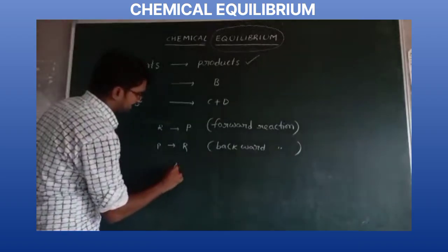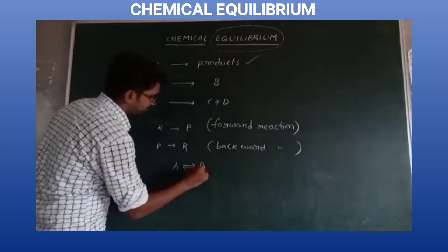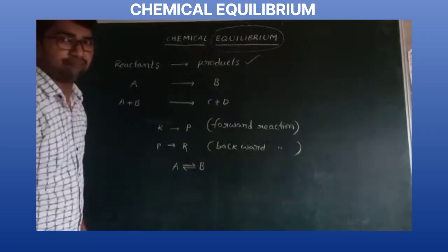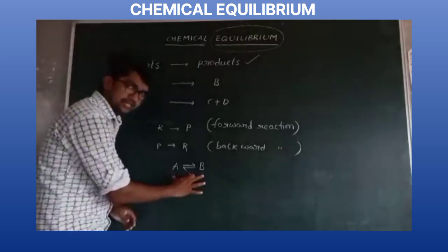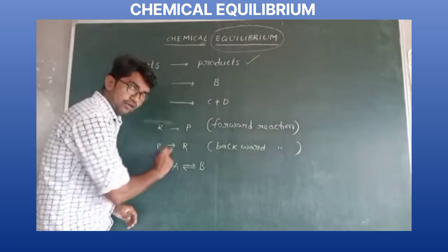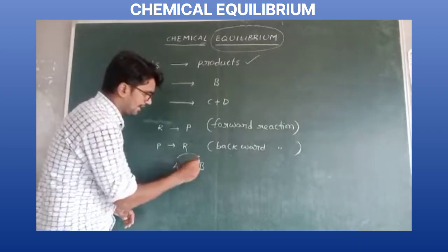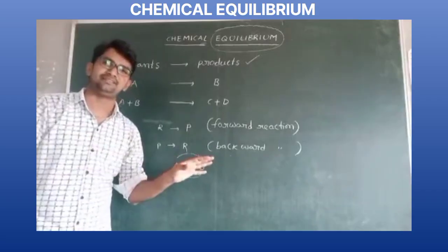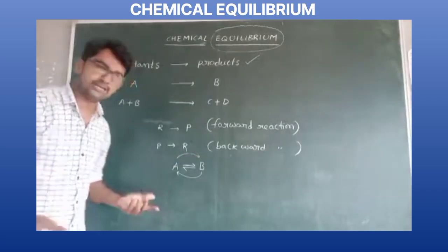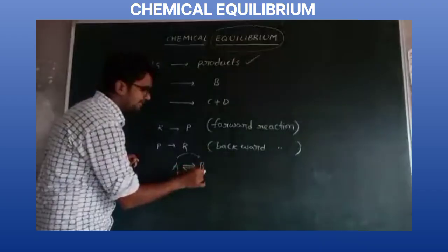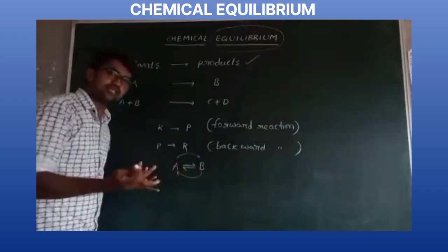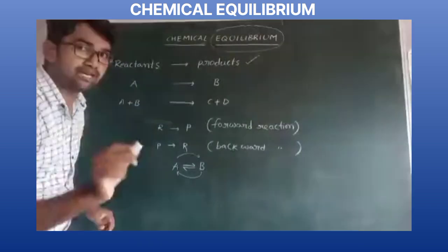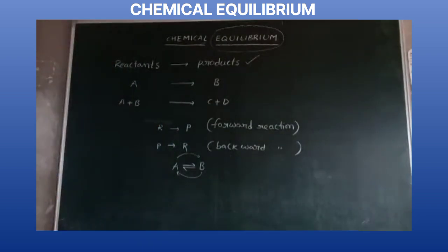Such reactions are represented like this: A gives rise to B. This type of arrow mark indicates equilibrium reactions. In equilibrium reactions, both forward and backward reactions take place. This means the reaction is not completed. Not completed means A is converted to B, and at the same time B is converted to A. There is no chance for the end of the reaction. Such types of reactions are called equilibrium reactions. Okay.